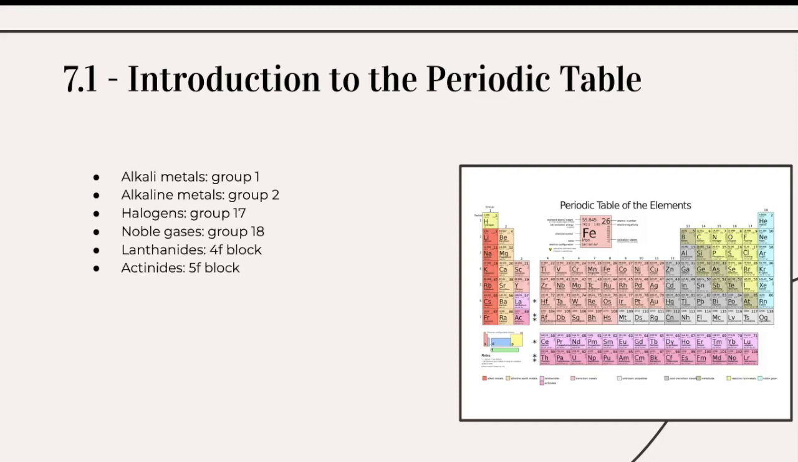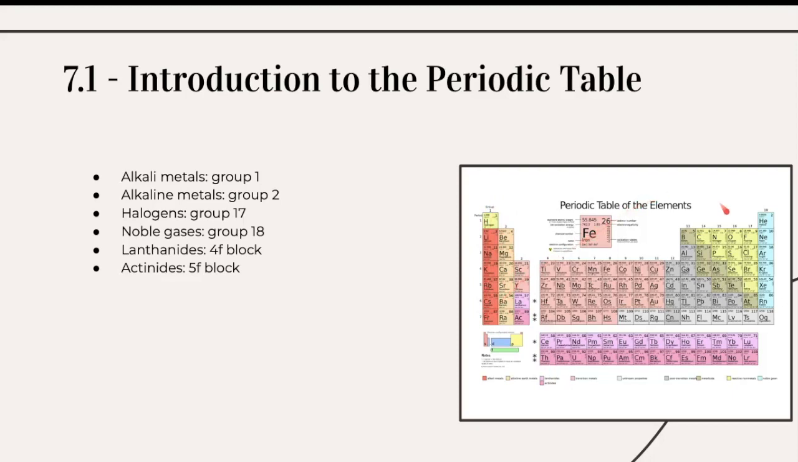Now going over some special names. We have the alkali metals in group 1. These are very reactive metals. It's common to see them reacting very strongly with water. And then we have the alkaline earth metals, which are the group 2 metals. They're still reactive, but much less reactive than these group 1 metals.